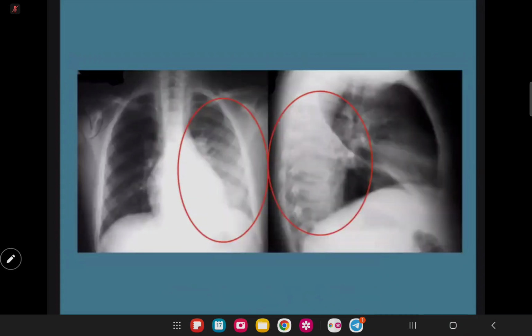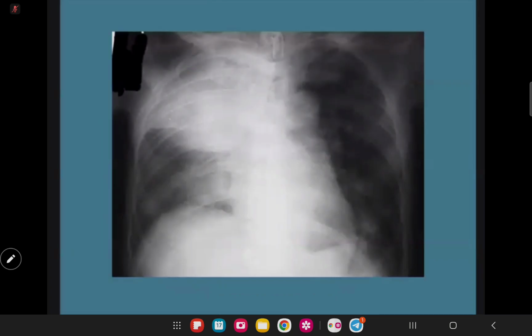This one. Pareha kanina. Pneumonia in the left lower lobe. Okay? Because you can see the cardiac border. Okay? Pneumonia in the left lower lobe. This one.